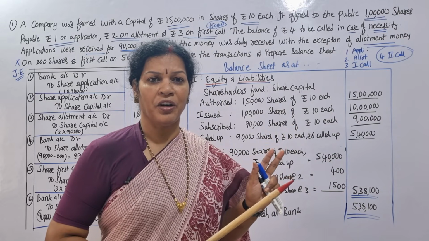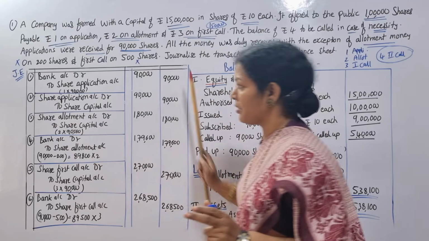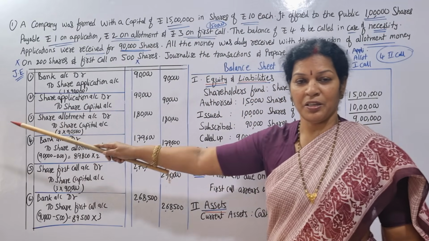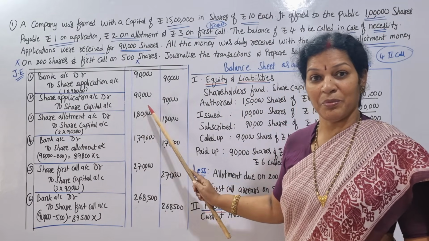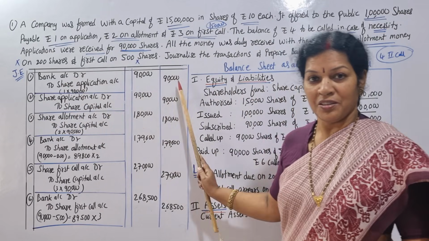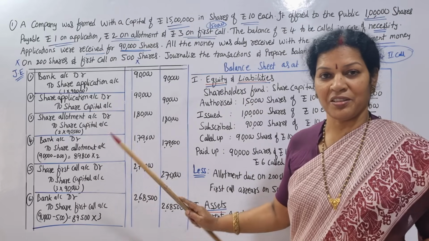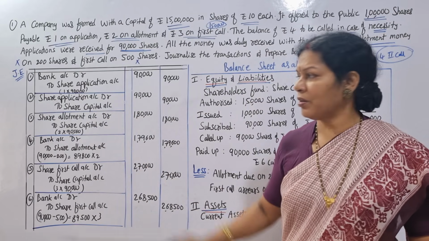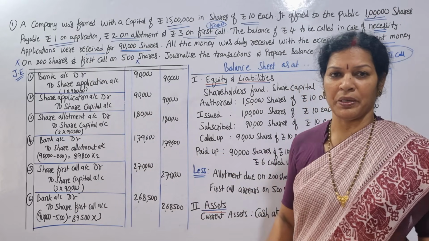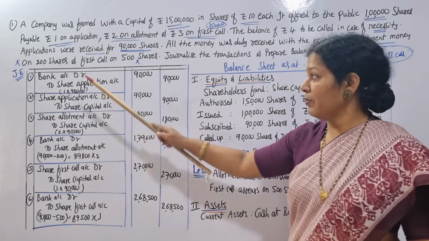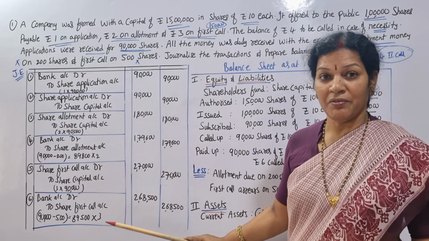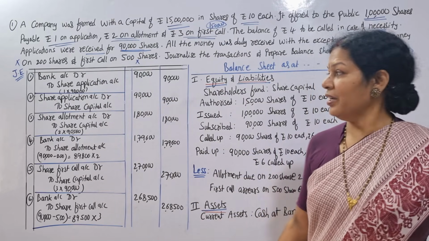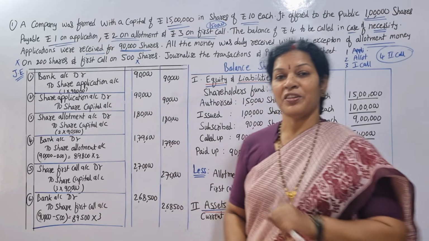Do you know the format of journal entries? Same format: date, particulars, LF, debit, credit. You have to draw it like this in the exam, and in your notebook also, journal entries you have to prepare like this only. Always draw these columns with a pencil. Now, what is the first journal entry?